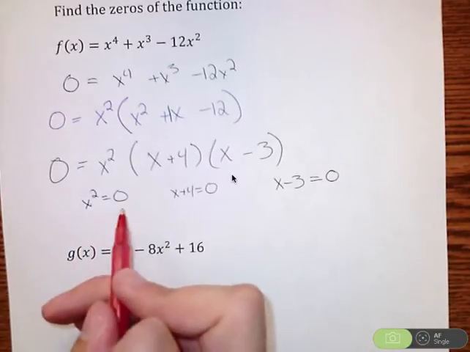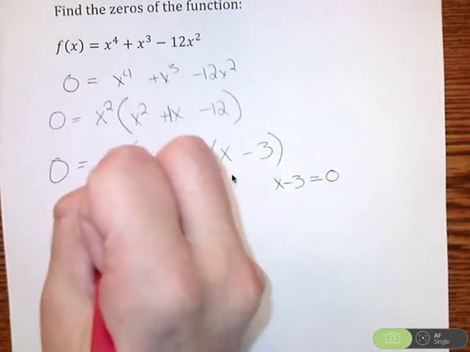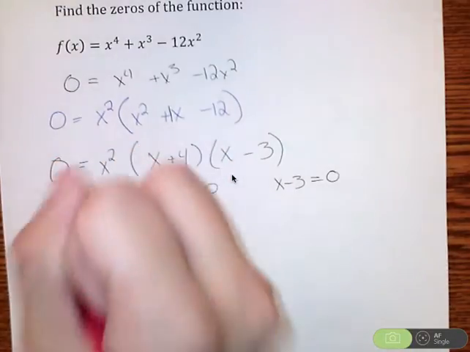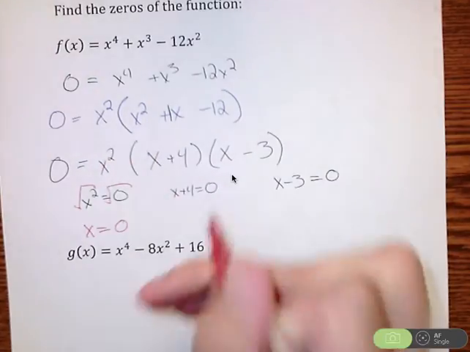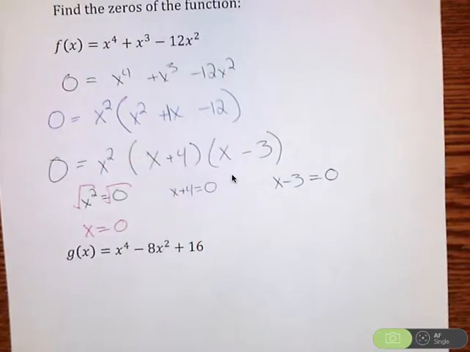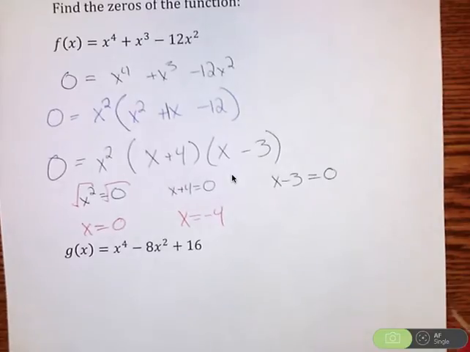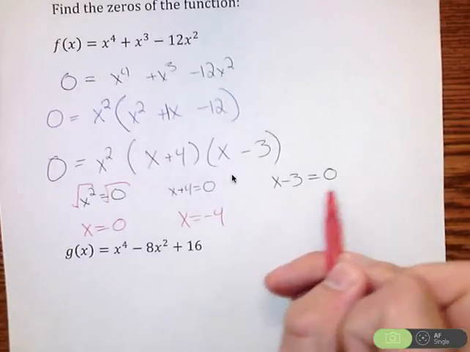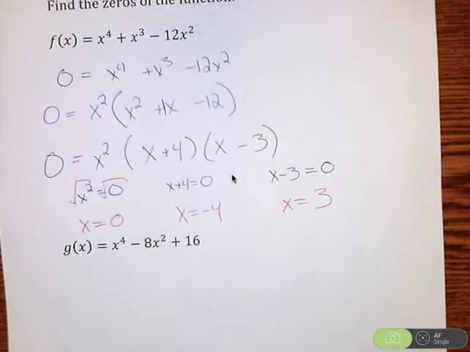If I have x squared equals 0, since I have x all alone in a square there, you could take the square root of both sides, and you get x equals 0, so that's one of my zeros. If I have x plus 4 equal to 0, I subtract 4 from both sides, and you get x equals negative 4. And then my third piece, x minus 3, set that equal to 0 and solve. You get x equals 3 when you add 3 to both sides.